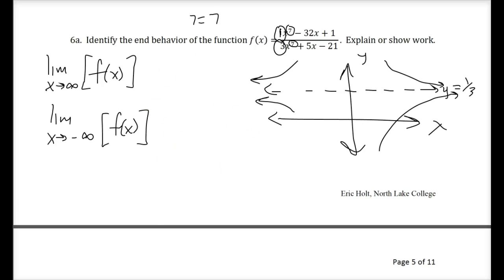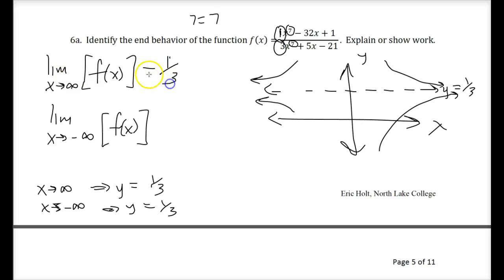So one way to describe this is as x approaches positive infinity or x approaches negative infinity, the corresponding y value, or f of x, is going to go to 1/3 either way. Okay. Now, if we were in pre-cal or college algebra, this is how we would do it. In calculus, whenever we talk about the behavior of a function, we put everything in terms of limits.